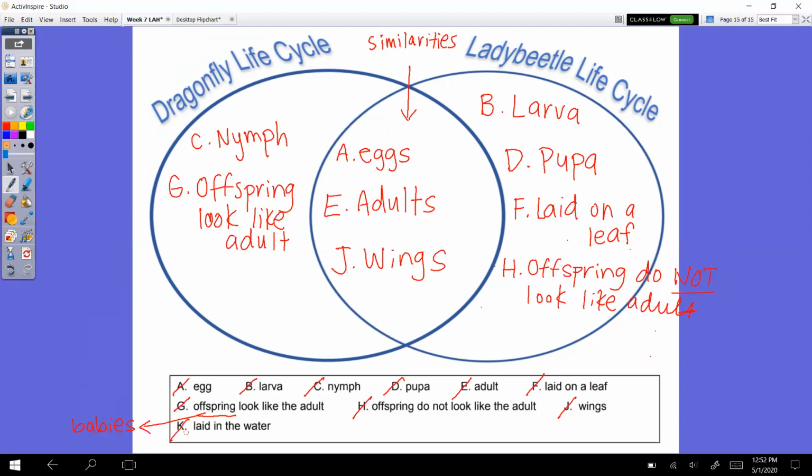Okay. And then we also mentioned earlier that the dragonfly lays her eggs in the water, whereas the lady beetle lays hers on the leaf.